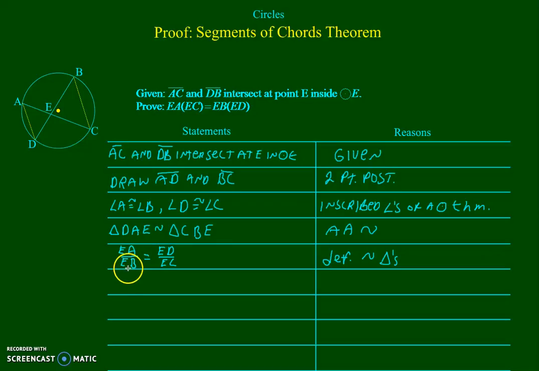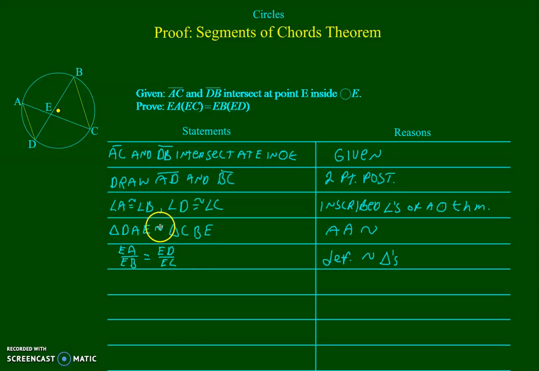So EA is to EB as, then we went back to the other triangle. We have to have an ED and an EB. Well, ED is in this triangle, so ED is the first and last letters. And go over to the next one. The first and last letters are EC. And so we have our proportion. So I said EA is to EB as ED is to EC.